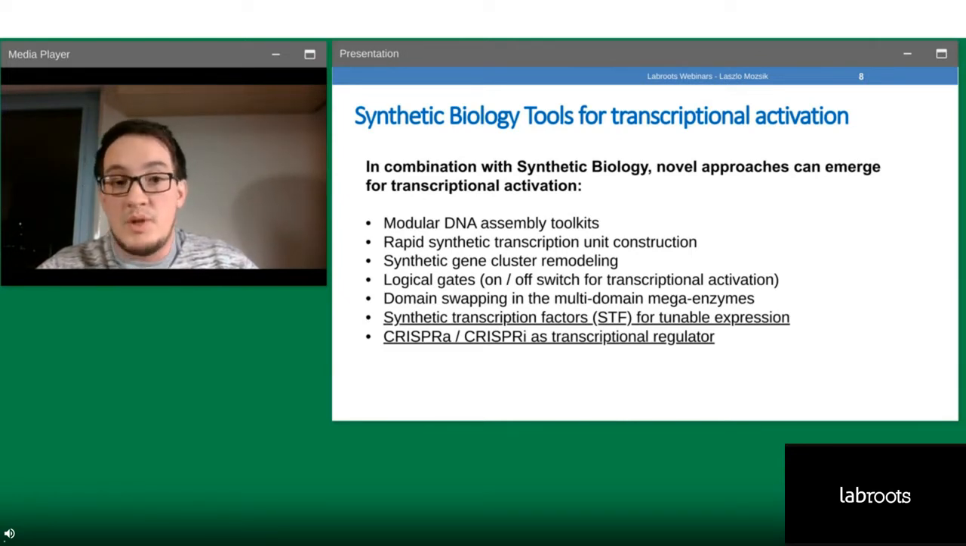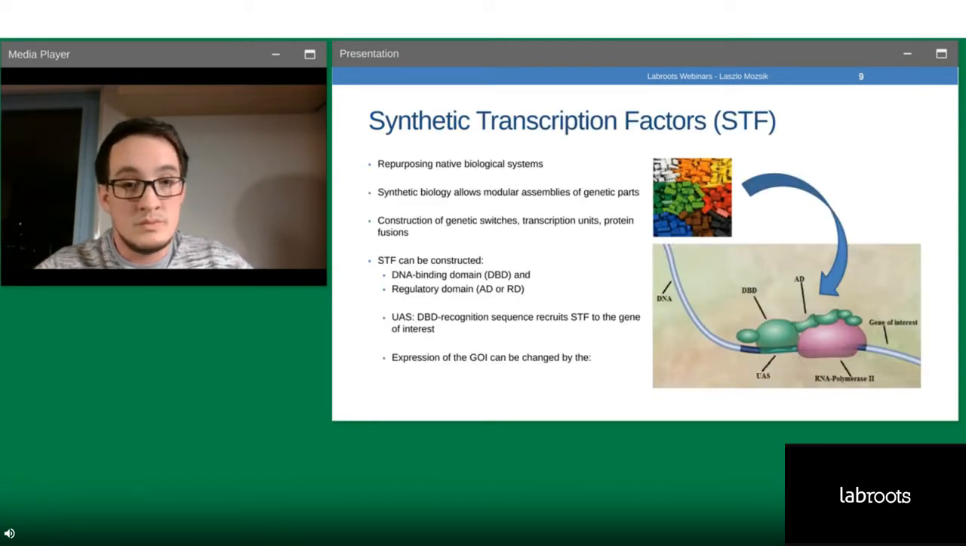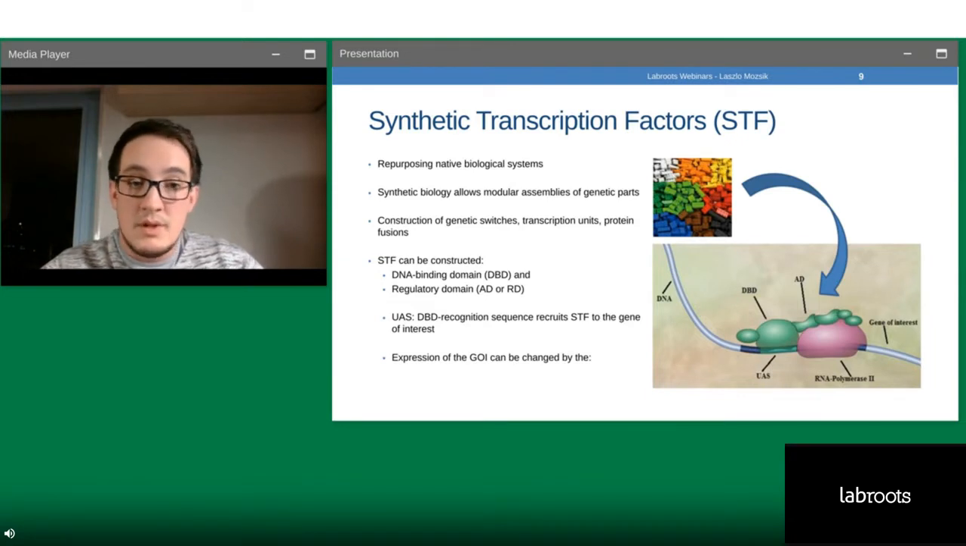We can perform domain swapping in multi-domain mega enzymes using very modular systems. Or, as I'm going to talk about in the presentation, we can use these tools for creating synthetic transcription factors for tunable expression, or CRISPR-A for CRISPR-based activation, and CRISPR interference for transcriptional regulation. So first, I would like to talk about the synthetic transcription factors.